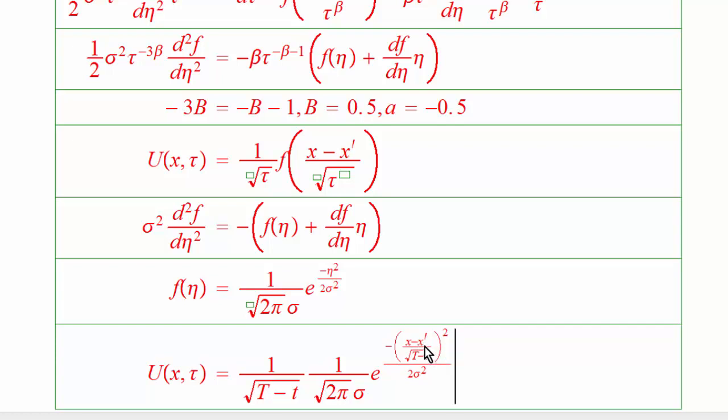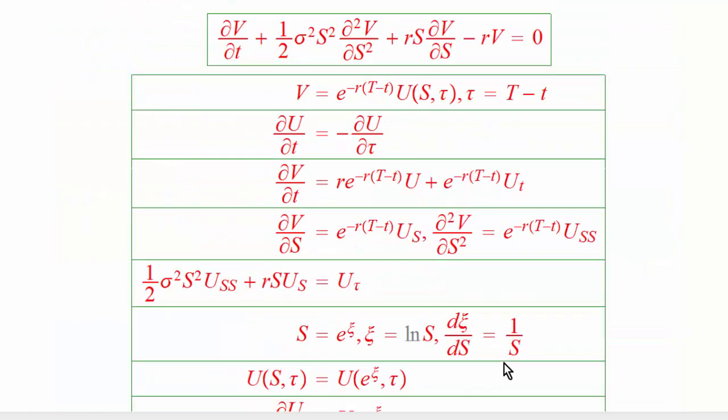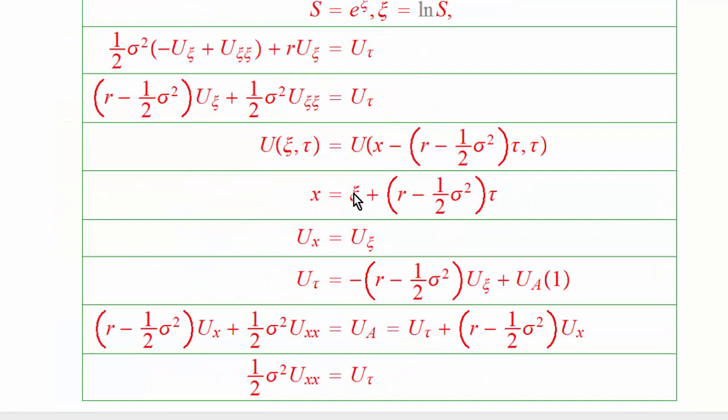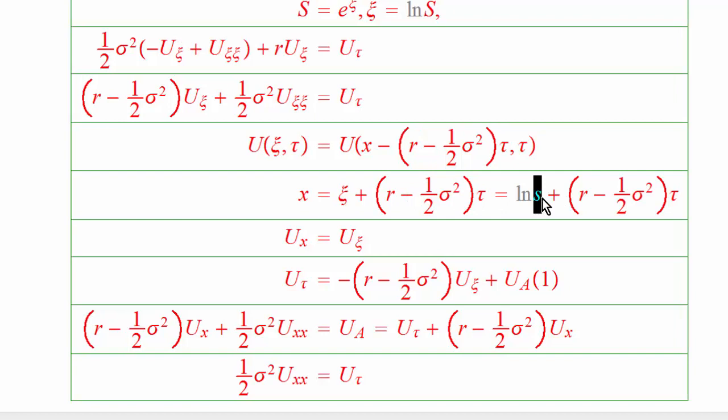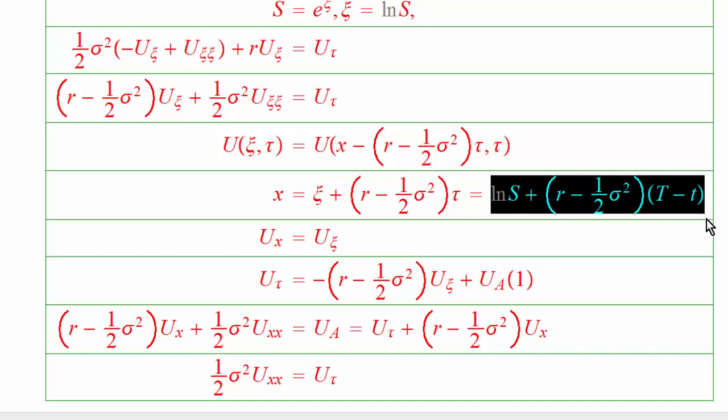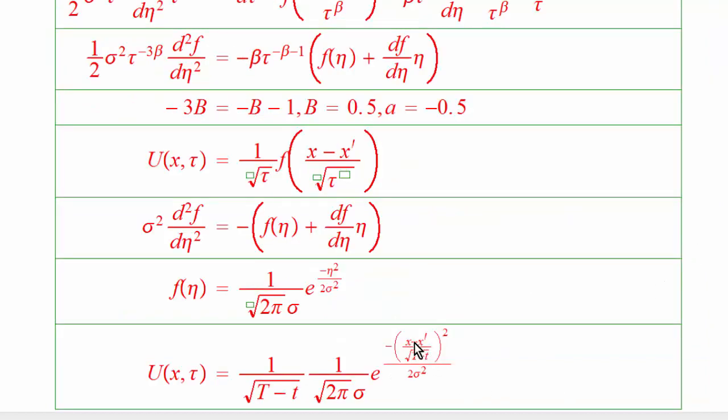I don't know what x bar is, or x prime, but I do know what x is from way back here. Way back where? X is equal to, okay, let's get this. This is xi. But what is that supposed to be? That's supposed to be ln S. So the ln of the stock plus this piece, the ln of the stock plus that piece, and I know what tau is, T minus t. So now everywhere there's an x, I'm just going to put this expression all the way back here.